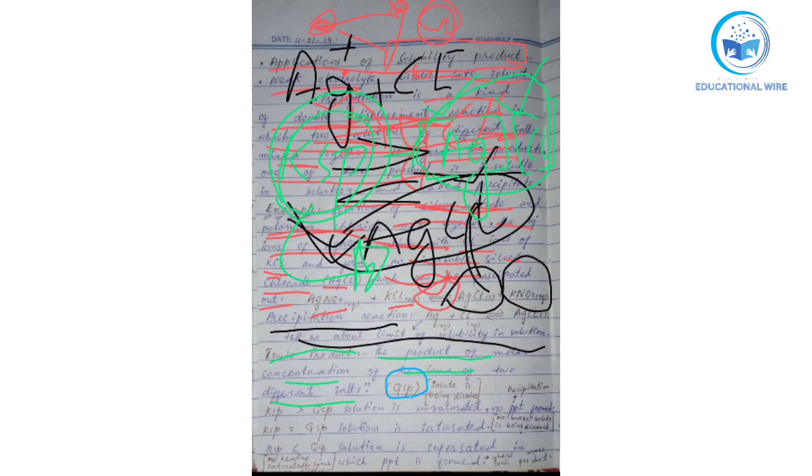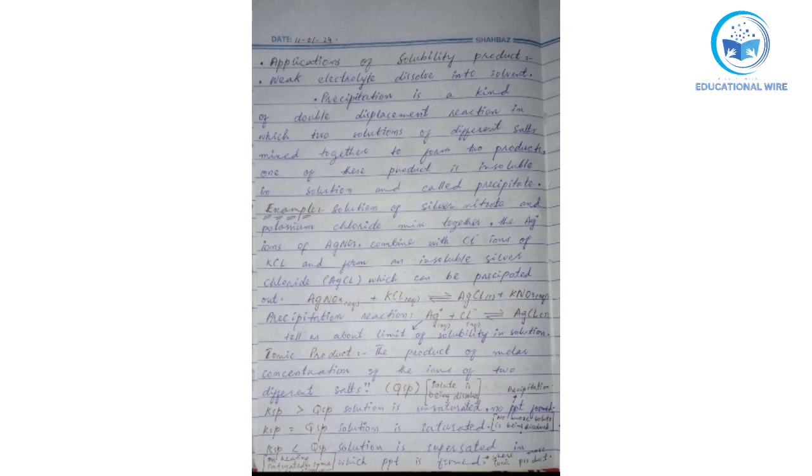It says that when Ksp is greater than Qsp, meaning the solubility product is greater than the ionic product, then the solution is unsaturated. What is meant by unsaturated? Unsaturated means the solute is still being dissolved. At that position, when Ksp is greater than Qsp, the ionic product, it is an unsaturated solution.